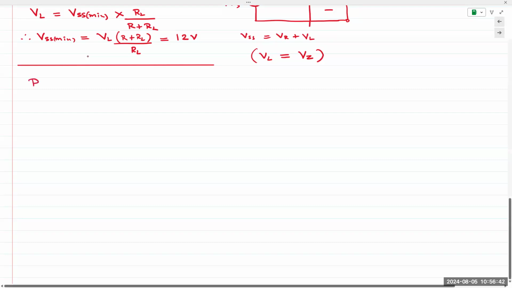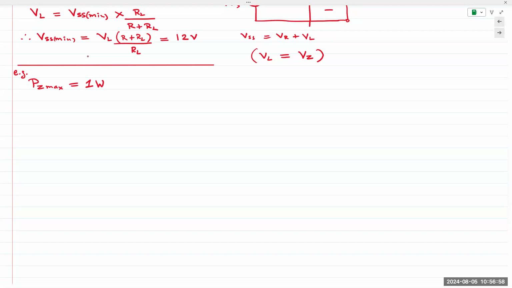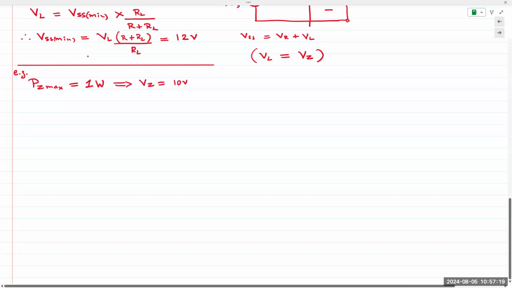Let's say we have a Zener diode, for instance, with a maximum power rating of 1 watt. That's the Zener diode we have available at our disposal. So if maximum PZ is 1 watt and our load requires 10 volts, that means our VZ, Zener diode voltage, also has to be 10 volts. So this means my VZ has to be 10 volts.